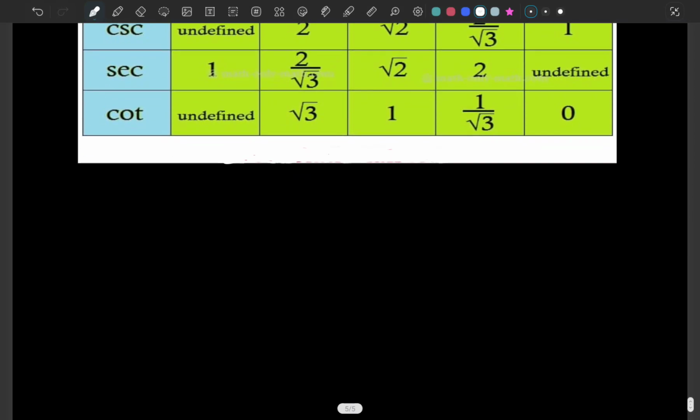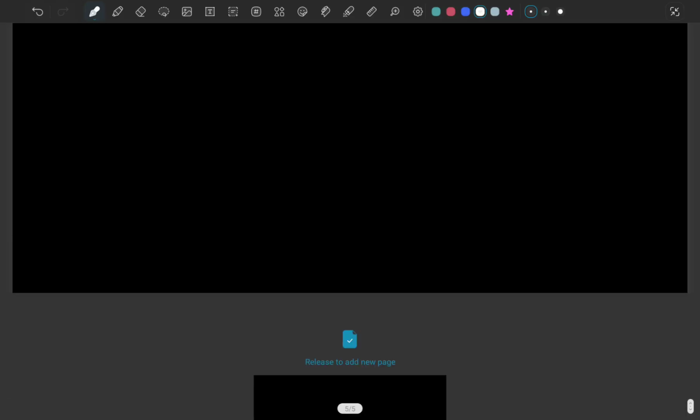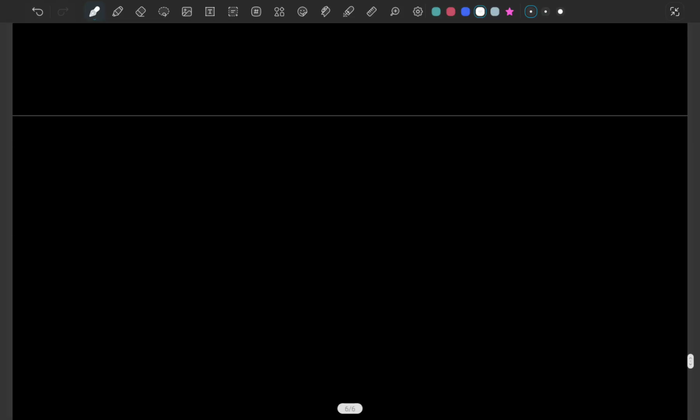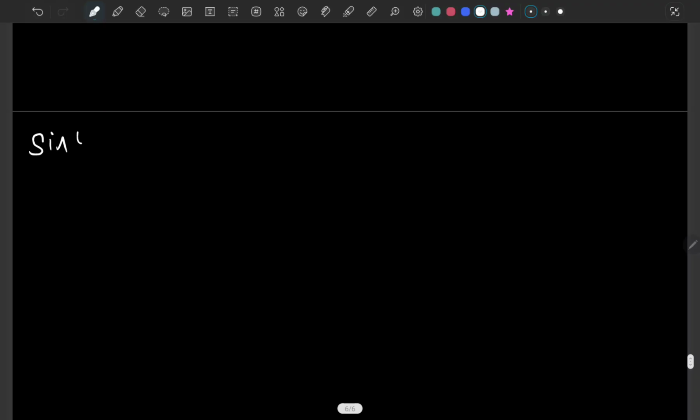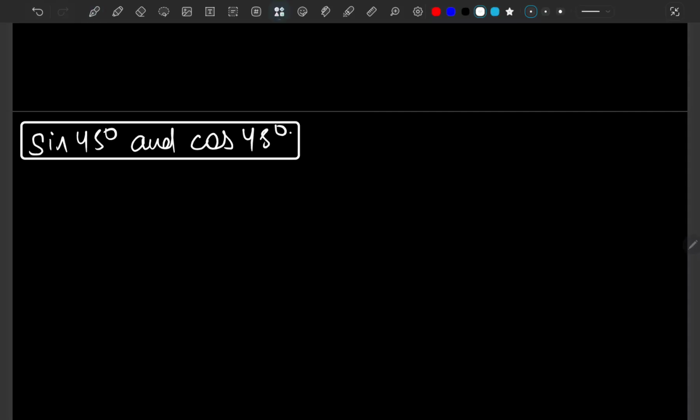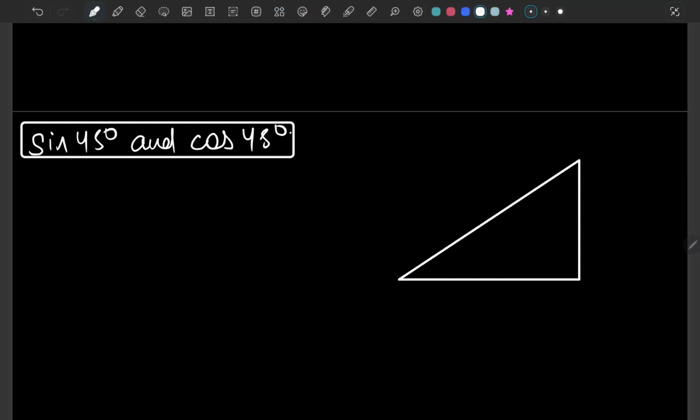Now let's talk about sine 45 and, wait a second, let me take another page. Let's talk about sine 45 degrees and cosine 45 degrees. For that we have to consider a right angle triangle again. Let me take a right angle triangle where this angle is 45 degrees and this is 90, and this angle is 45 degrees as well. Let's say this is your base, this is your perpendicular, this is your hypotenuse, right?